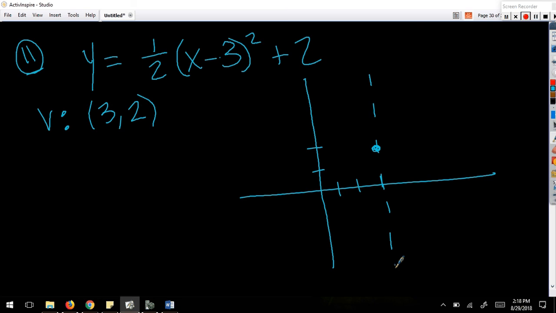Okay, what should I use? This had the same vertex as what we just did, didn't it? Oh my goodness. What should we use for our easy point? 4. Or 2, either one. I always add 1 and keep it positive. Let's plug it in.